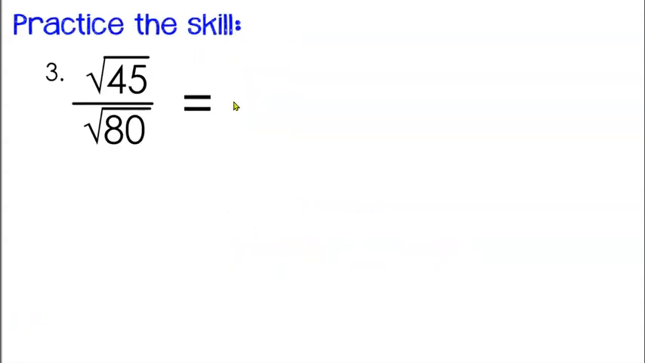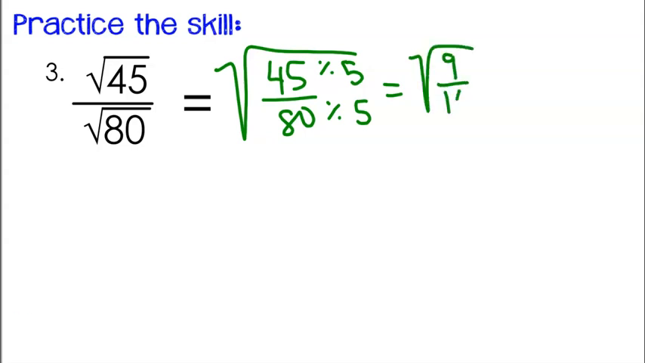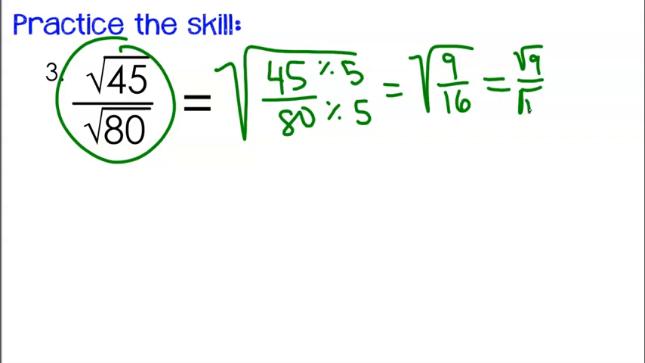For this third example, if I join the fractions back together here and reduce each by dividing by 5, I'm going to get 9 over 16. I didn't start with perfect squares, but after some simplification, I got perfect squares. So the square root of 9 and the square root of 16 can be performed.